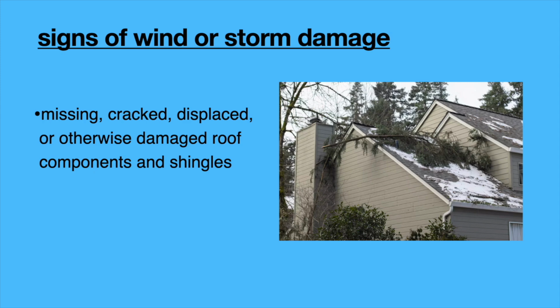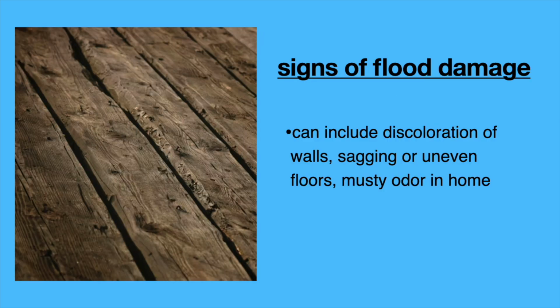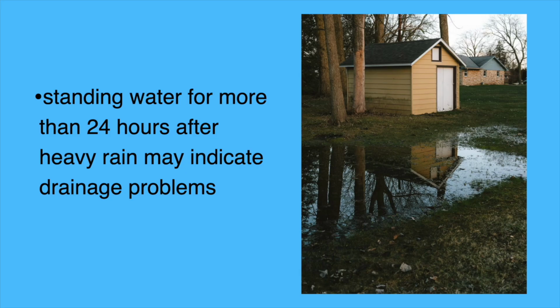Missing, cracked, displaced, or otherwise damaged roof components and shingles could be a sign of wind or storm damage. Fire damage can include discoloration in the attic or around windows and doors. Flood damage can include discoloration of walls, sagging or uneven floors, and a musty odor in the home. Standing water for more than 24 hours after heavy rain may indicate drainage problems.